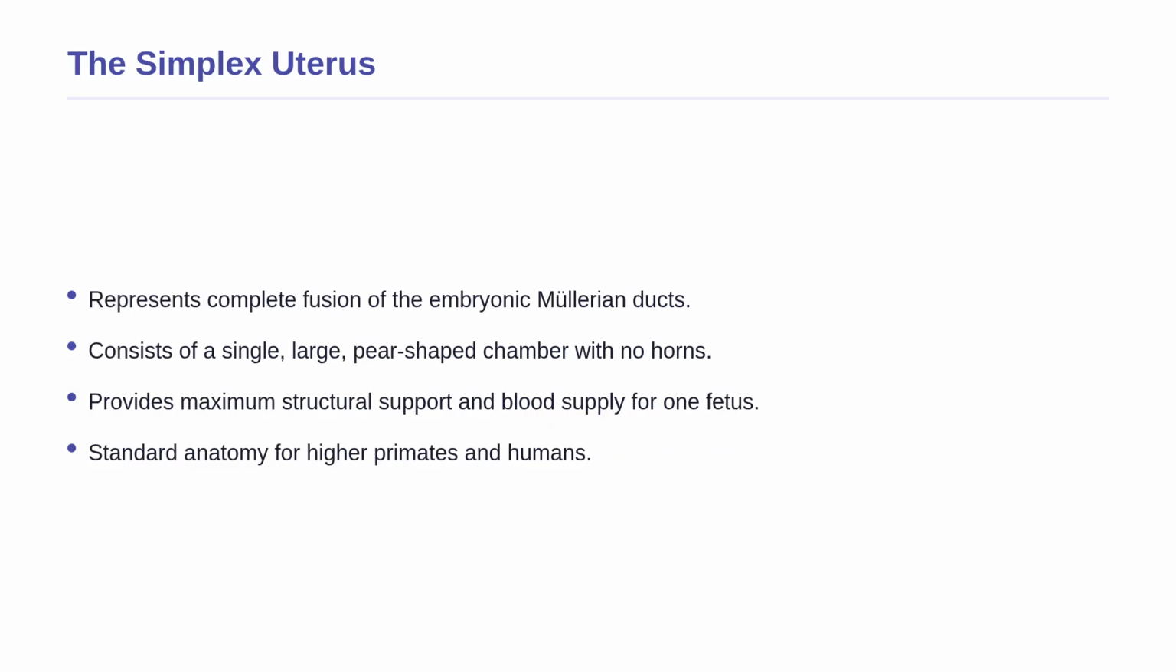Finally, we reach the maximum degree of fusion with the simplex uterus. In this type, the embryonic Mullerian ducts have merged completely. There are no uterine horns at all. Instead, the uterus consists of a single, large, pear-shaped chamber with one cervix. This robust structure provides maximum structural support and blood supply for a single, relatively large developing fetus. It shows an evolutionary shift from prioritizing the quantity of offspring to prioritizing the protection and development of a single offspring. This is the standard anatomy for higher primates and humans.